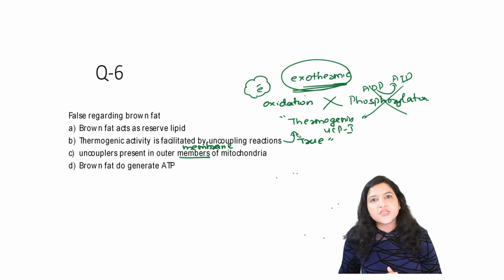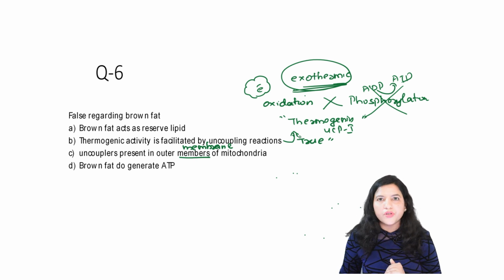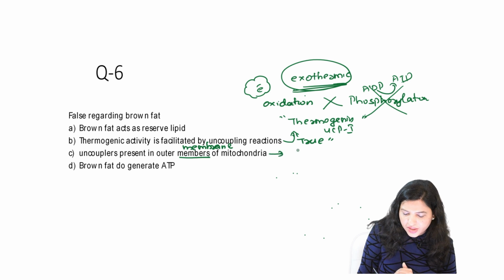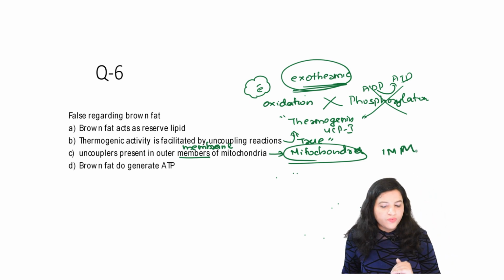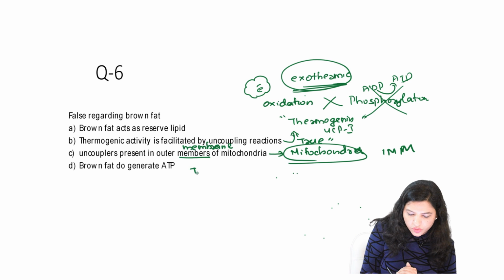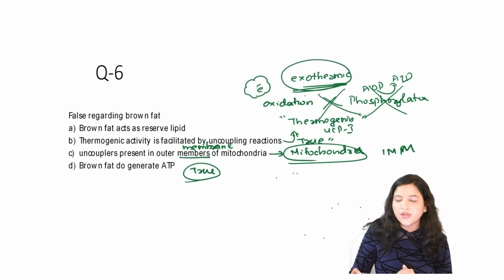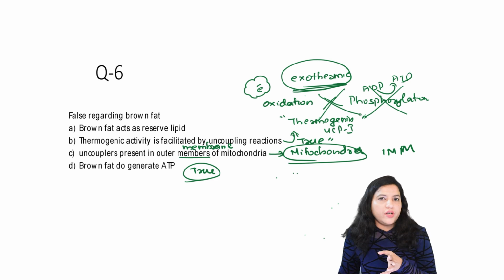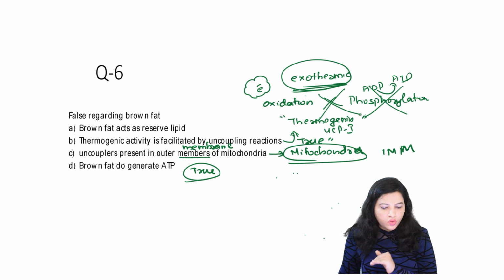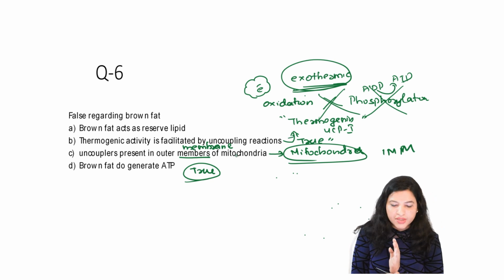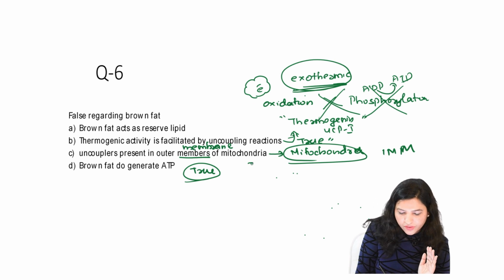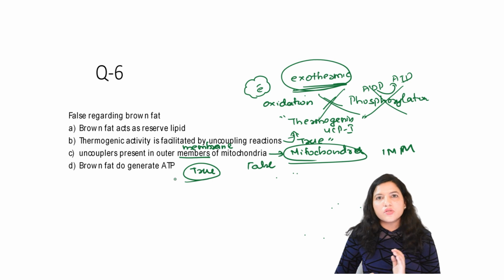Then uncouplers are present in the outer membrane of the mitochondria. No, this is present in the inner mitochondrial membrane. Then brown fat does not generate ATP. Yes, that is also a true option, because I have already explained this uncoupling. There is no phosphorylation, so it will not generate ATP. So in these options you can see this is a true option. The uncouplers are present in the outer membranes of the mitochondria is a false option. Then D is also a true option.